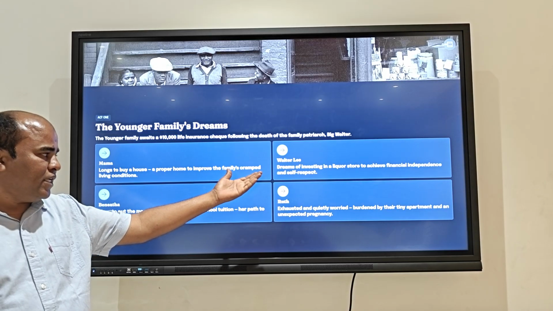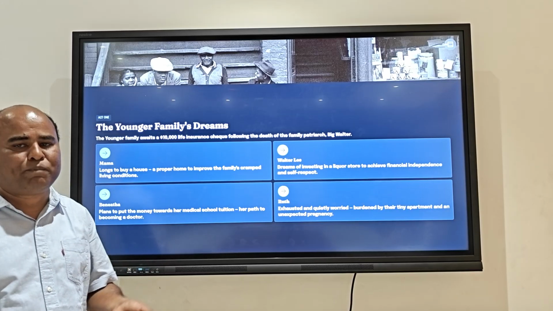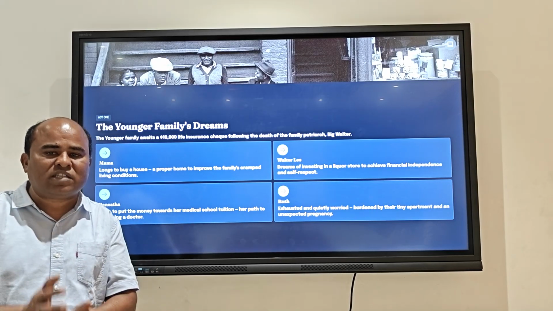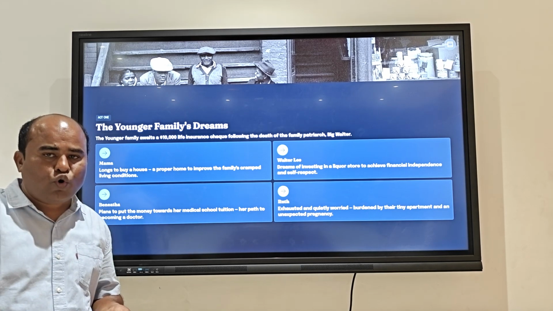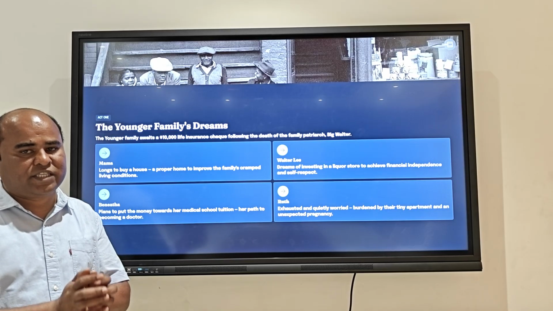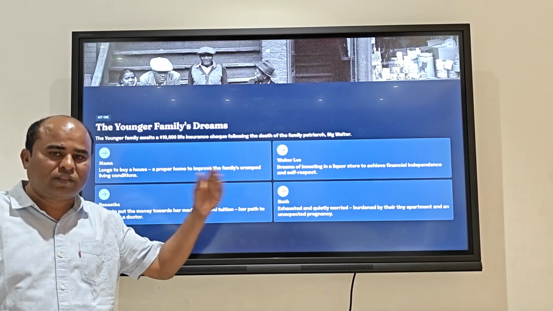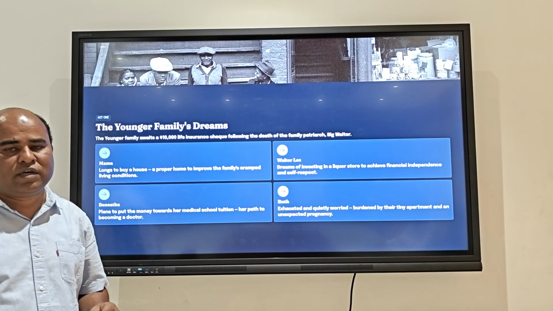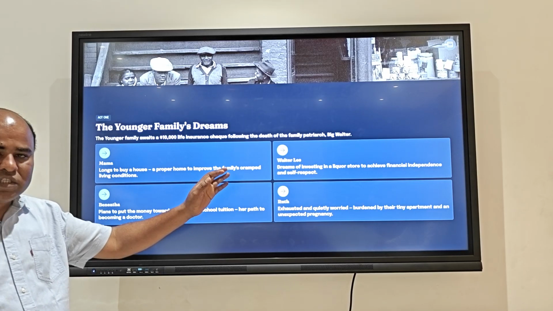The son of the family, Walter, who is working as a chauffeur and who's leading a very unhappy and very unsatisfied life, wants to invest that money into a liquor store which will ensure that they will become rich people. So he wants to invest the entire amount in a liquor store, and he's already in talks with some of his friends, some of his notorious friends, who have promised him that they will crack a deal for him out of that money. So that is Walter's dream.